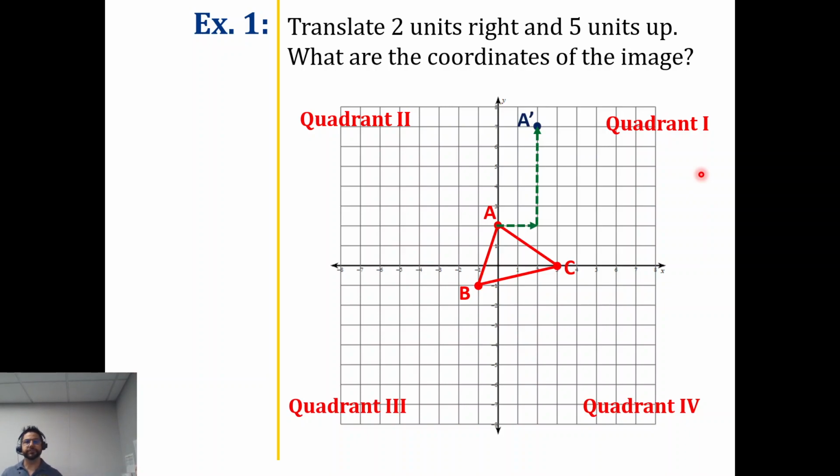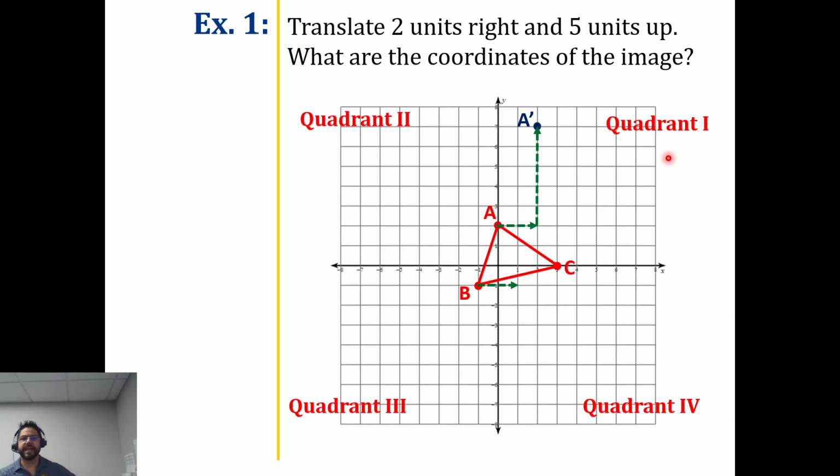And then if you need to do your counting, we always tell our students, start at the origin. So if I'm at the origin, which again is 0, 0, to get to A prime, I need to move right 1, 2, and then up 1, 2, 3, 4, 5, 6, 7. So therefore, the coordinates of A prime would be positive 2 and positive 7. And again, that is stated in parentheses.